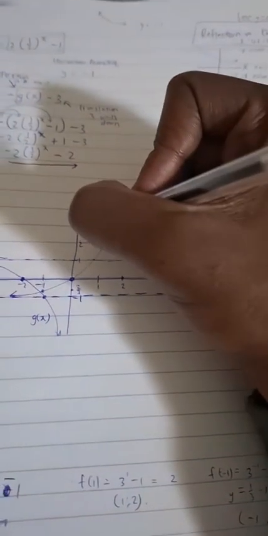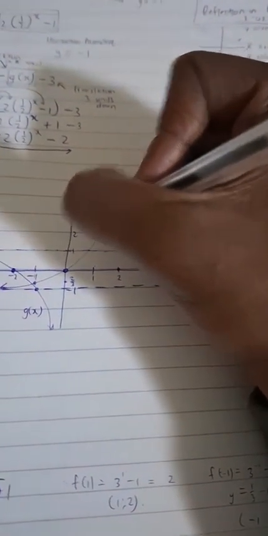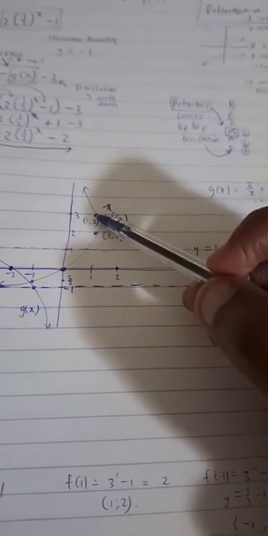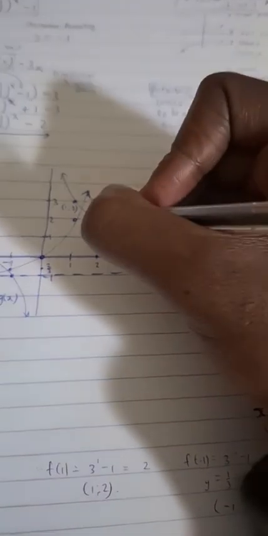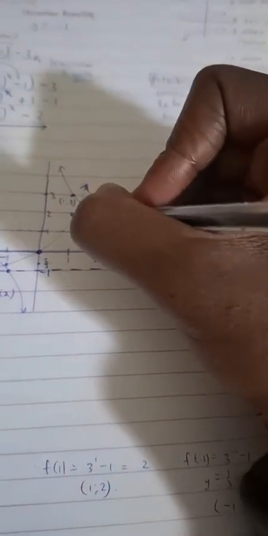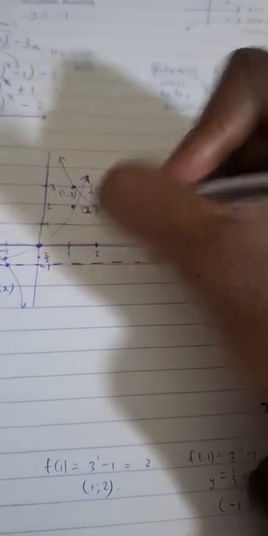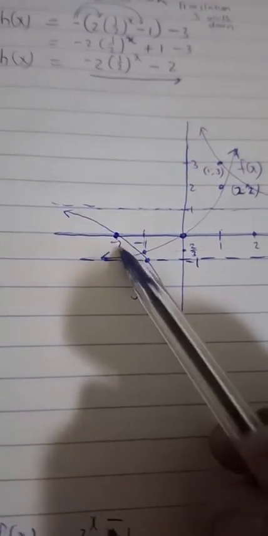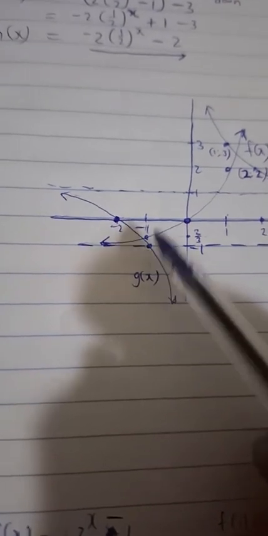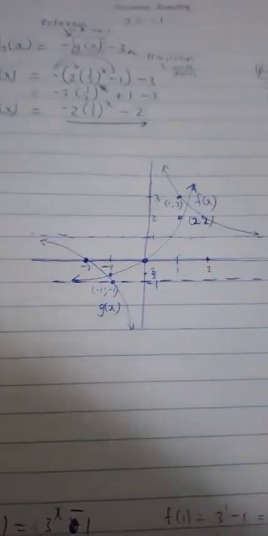Remember, that's 1 and 3. Sorry, for this point, that's 2 and 2. I said 1 and 2, sorry. So that was 1 and 3, that's 2 and 2. This one was -2 and 0, and then that point was -1 and -1. Okay, marked, labeled.